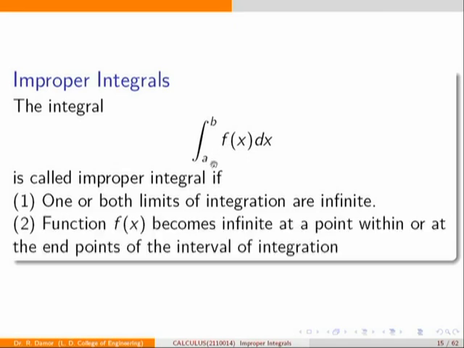Second thing, the function f(x) becomes infinite at a point within or at the end point of the interval of integration. So f(x) becomes infinite at this point or at a point between a and b. Then this is an improper integral. So either the two limits are infinite, or the integrand has infinite values at an end point or interior point. Then it is called an improper integral.